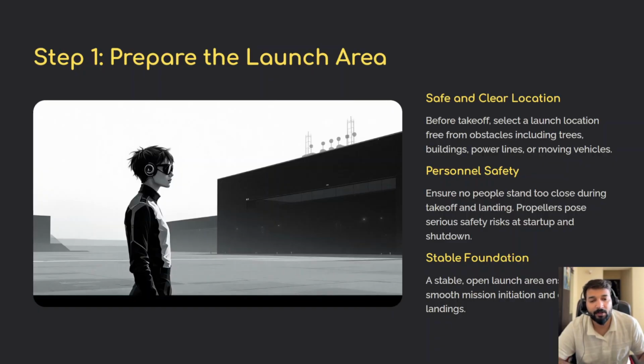Step 1. Prepare the launch area. Before takeoff, select a safe and clear launch location. The area should be free from obstacles such as trees, buildings, power lines, or moving vehicles. It is also important to ensure that no people are standing too close to the drone during takeoff and landing, as the propellers can pose a safety risk. A stable and open launch area helps ensure a smooth start to the mission.